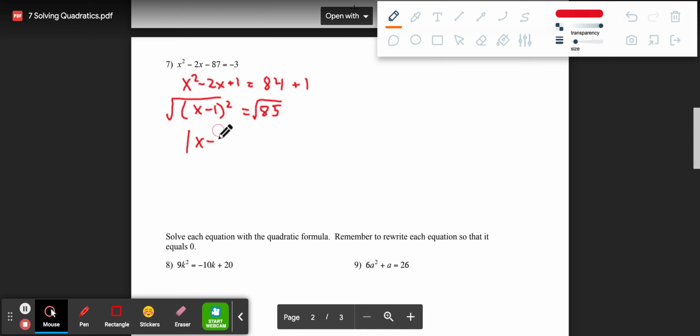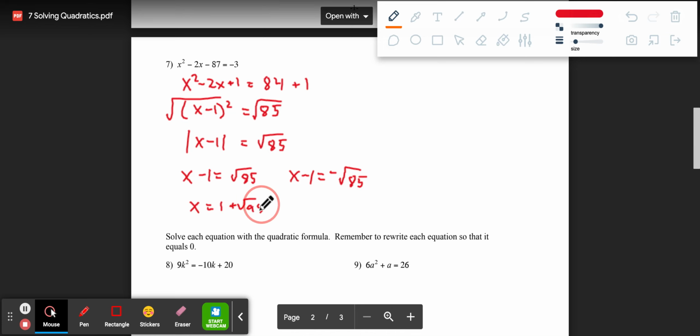That gives me the absolute value of x minus 1 is equal to the square root of 85. Split that up into its two equations: one that equals the square root of 85, and the other one equals negative square root of 85. Solving it, add 1 to both sides, and I'm adding 1 to the other side too. Here we go. And there are your two solutions.